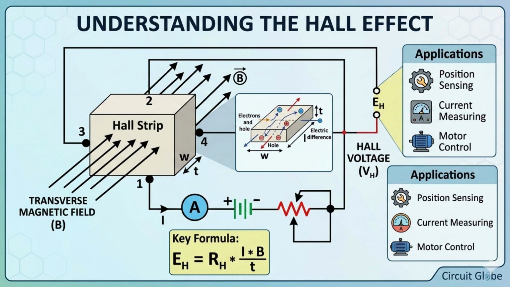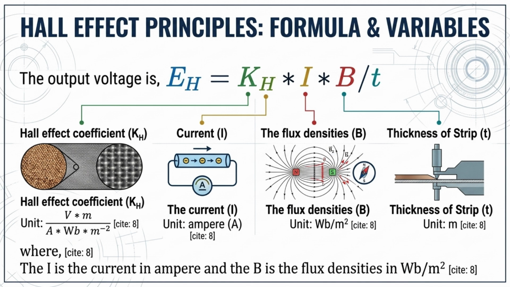The output voltage is given by EH equals KH times B times I divided by T, where KH is the Hall effect coefficient, T is the thickness of the strip, I is the current, and B is the magnetic flux density. The current and the magnetic field strength can be measured with the help of the output voltage. The Hall effect EMF is very small in conductors, because of which it is difficult to measure. But semiconductors like germanium produce a large EMF which is easily measured by a moving coil instrument.